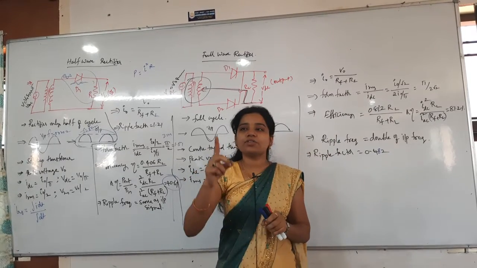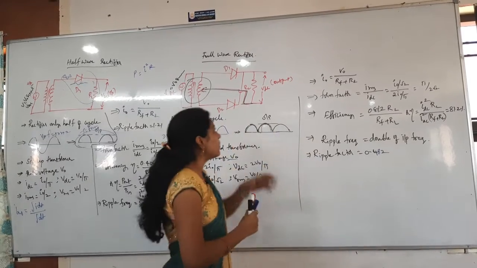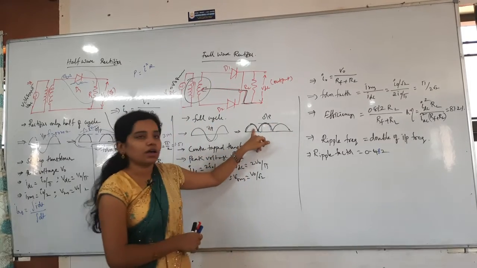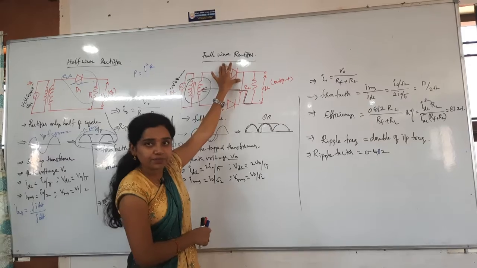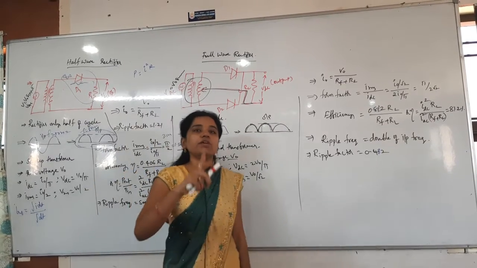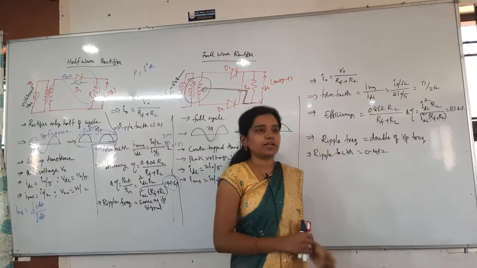At a time only one diode will conduct. For the positive half cycle, the upper diode will take the responsibility and then it will filter and give the half cycle. For the negative half cycle, this one will be off and then this one will conduct. At a time how many diodes are conducting here? Only one diode is conducting. So you will get V naught by RF plus RL.